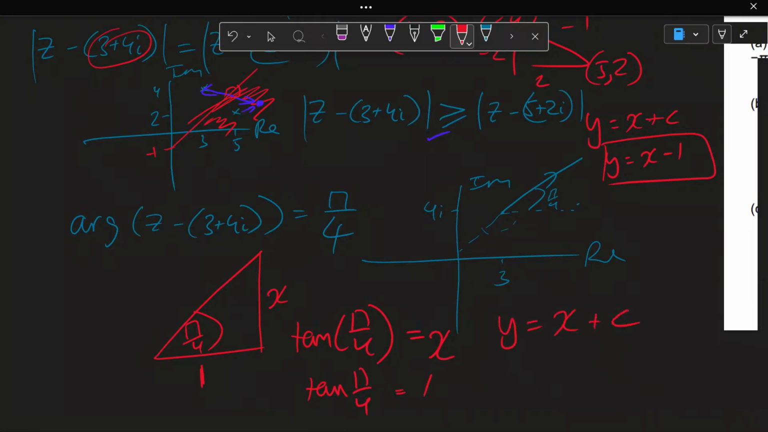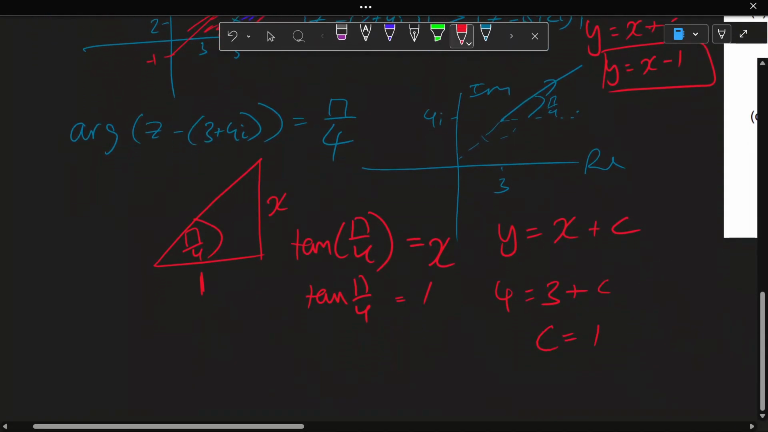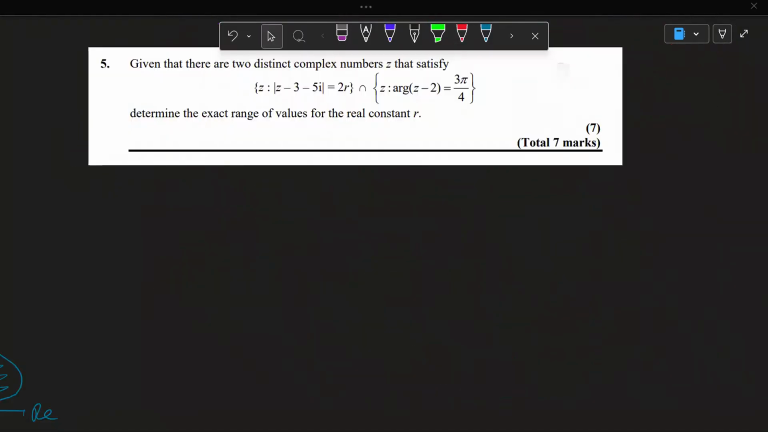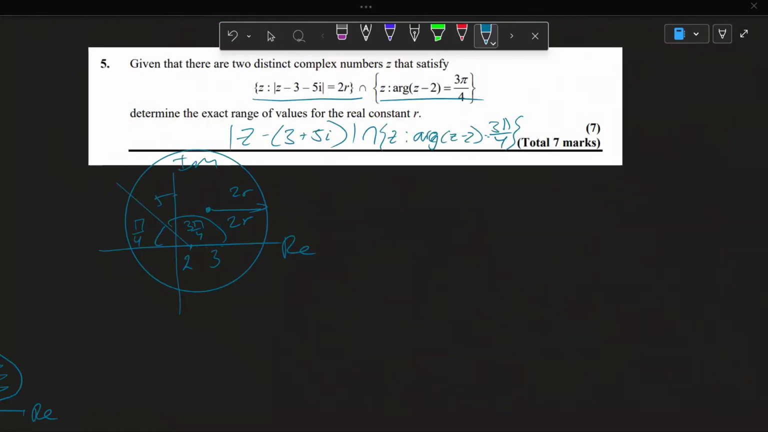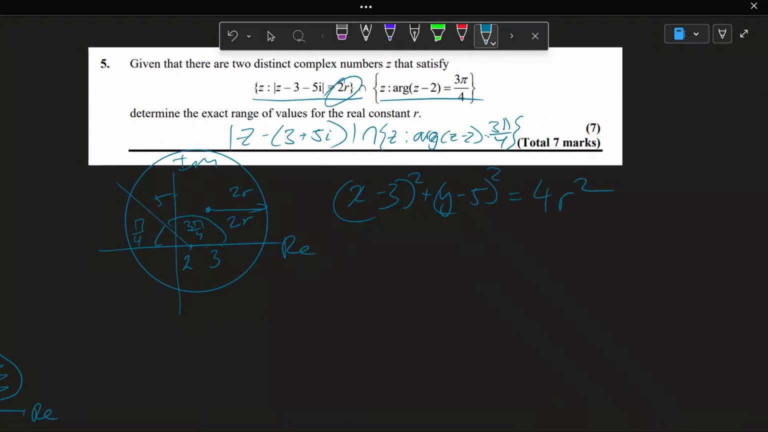y equals x plus c. Then we've got 3 plus 4i. Again, y equals, 3 equals 1 plus c, so c is equal to 1. That means this line right here will be y equals x plus 1. Then I'll write both these values in Cartesian form. So the circle will be (x minus 3) squared plus (y minus 5) squared equals (2r) whole squared, which is 4r squared. The line, actually, I'll do what I did before.